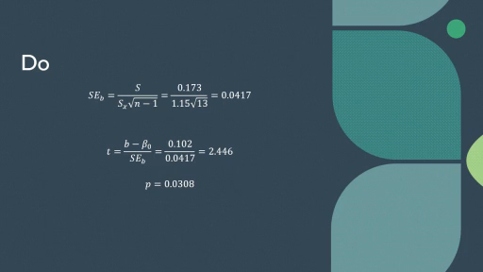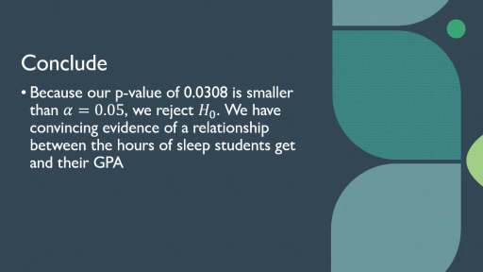Okay, now with a p-value like that, would you reject or fail to reject? Our alpha was 0.05, just to remind you. We would reject that because 0.0308 is smaller than alpha 0.05. So we reject it, which means that we do have convincing evidence of a relationship between the hours of sleep of a student and their GPA.